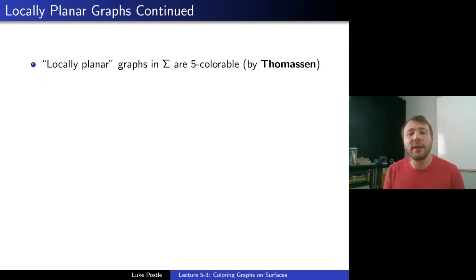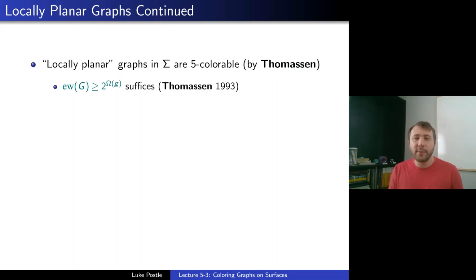So then we know that locally planar graphs in sigma are 5 colorable by Thomason, who showed that there are only finitely many 6-critical graphs. So that kind of is the answer, right? Well, you might wonder, what is the edge width? Thomason didn't actually work out the explicit list, at least it's only known for small surfaces, so we don't really have a good grasp, but it turns out that if edge width is at least 2 to the omega of g, that would suffice.